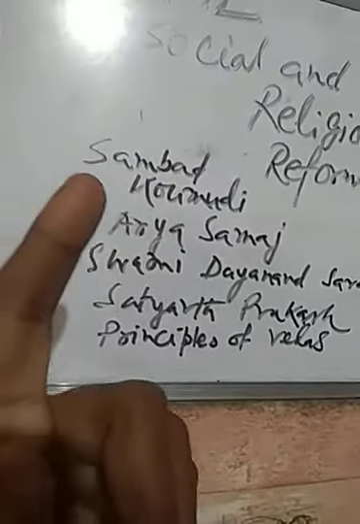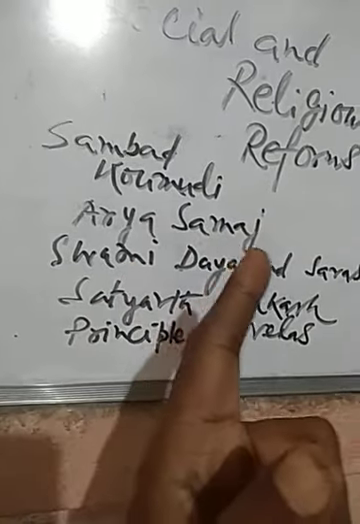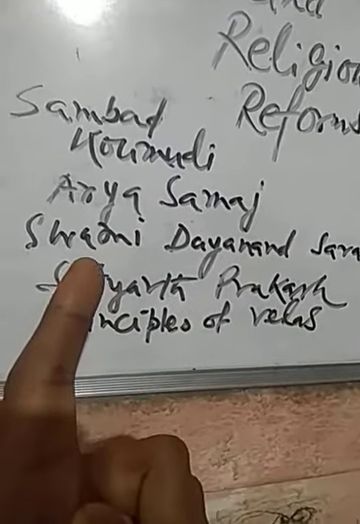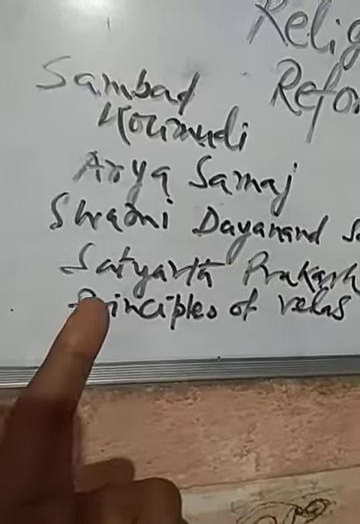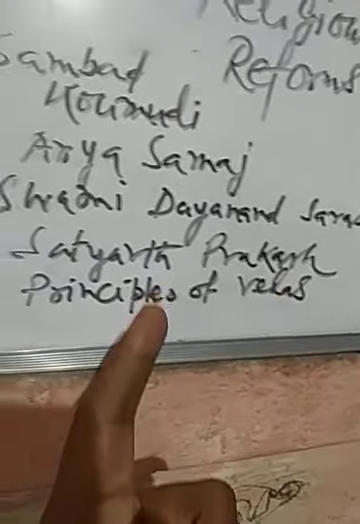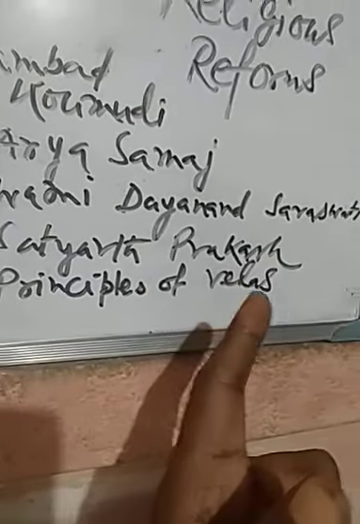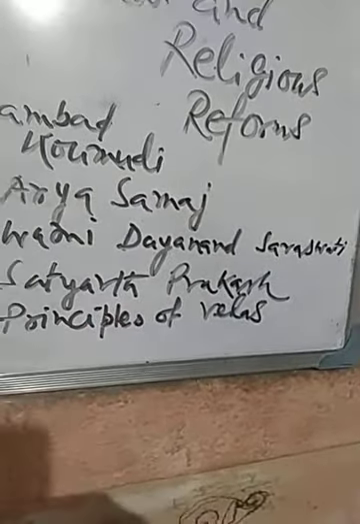Okay. Now first, Sambad Kaumudi. What is Sambad Kaumudi? Next point, Arya Samaj. What is Arya Samaj? Next point, Swami Dayanand Saraswati. Who is Swami Dayanand Saraswati? Next point, Satyarth Prakash. What is Satyarth Prakash? And last point, Principles of Vedas. What are the Principles of Vedas? Now I am going to discuss.